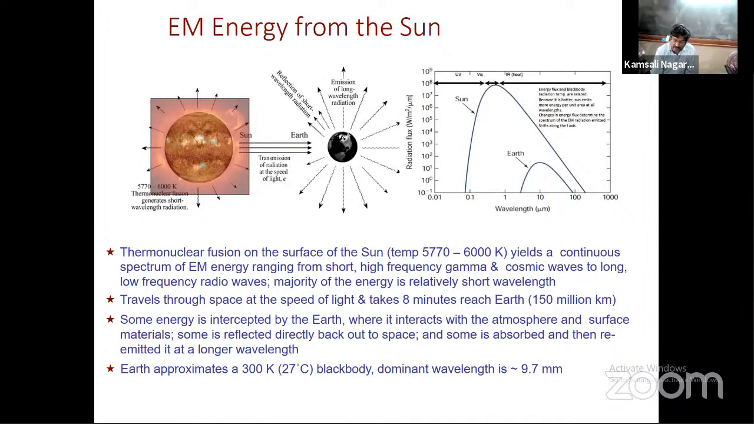As far as the energy coming from the sun is considered, it emits in all the spectrum of electromagnetic radiation. See here on the left side, 5770 to almost 6000 degrees Kelvin. Thermonuclear fusion reactions are happening, which generate short wavelength radiation. It falls on the Earth, transmitting through space at almost the speed of light, and part gets reflected back by the atmosphere and the solid Earth to space. Reflection of the short wave and emission of the long wavelength will happen.